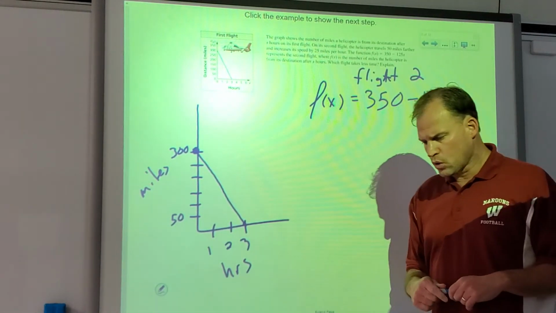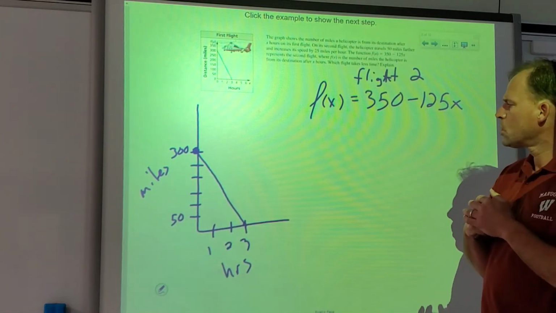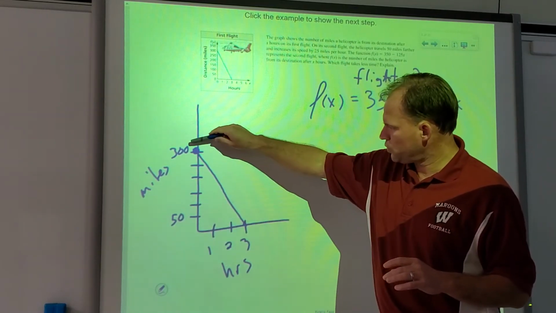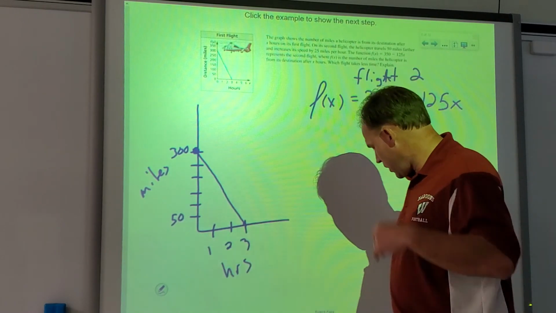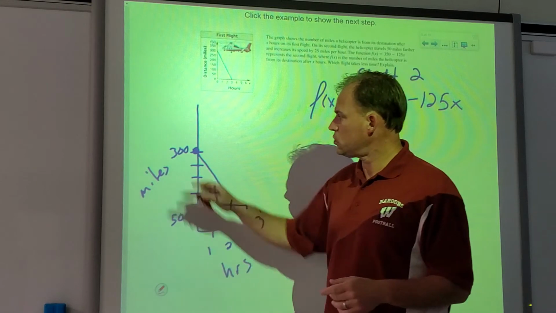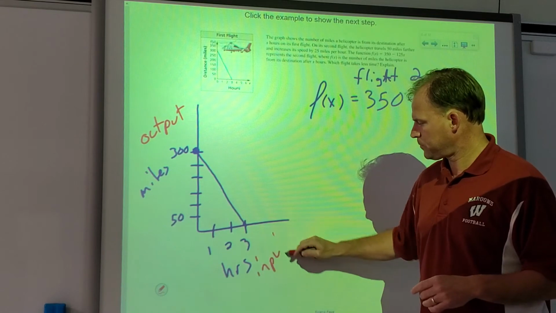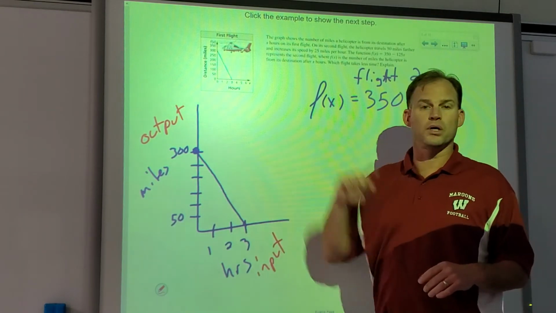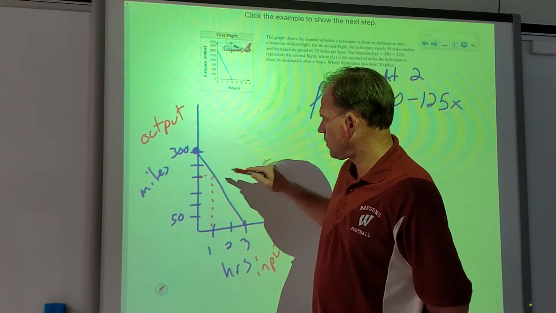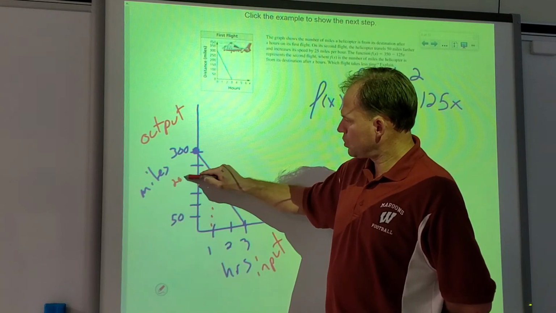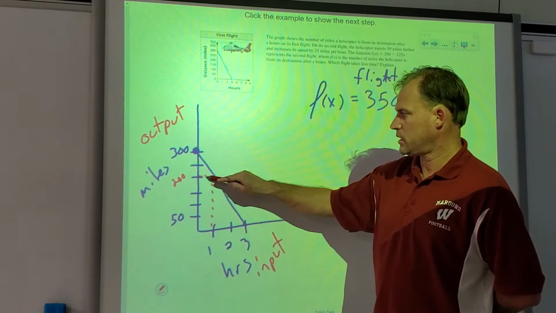Okay. So you could do some guessing and checking here, but that's kind of ridiculous. So think about this here. When you are flying, going back to section 3.2, these over here are my outputs. These are my inputs. So I input a time and I output a distance. So at time 1, they are 200 miles away. So in 1 hour of flight, they're now 200 miles away.